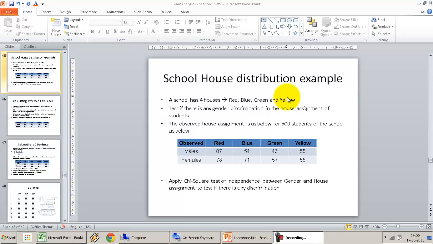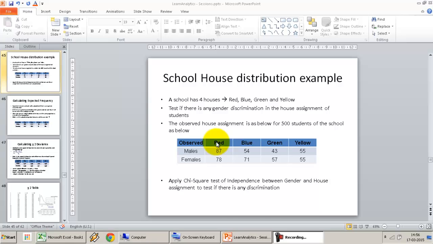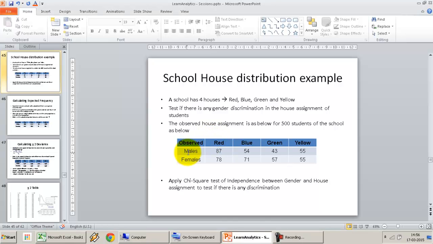So there's no such thing as average gender or average school of the student, but we can find out the frequency distribution of both the variables. And if we generate a crosstab between these two variables, this is the crosstab that we will get. Males and females on one side and the house allotment on the other.